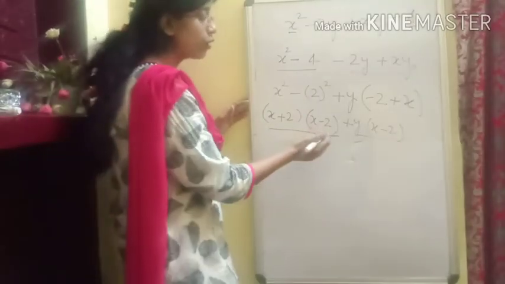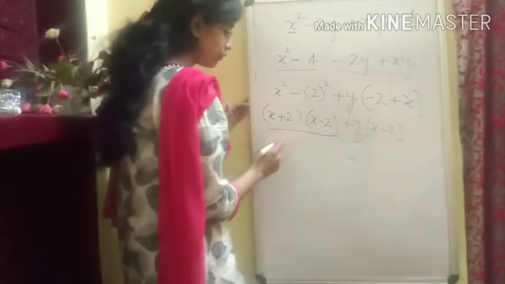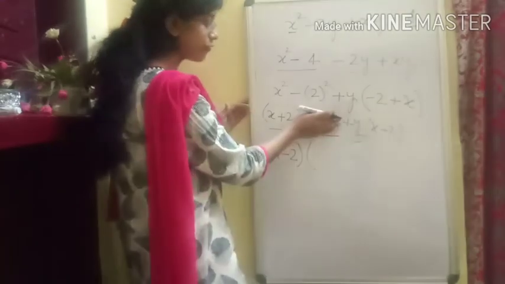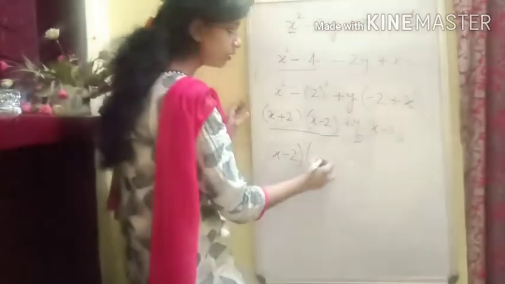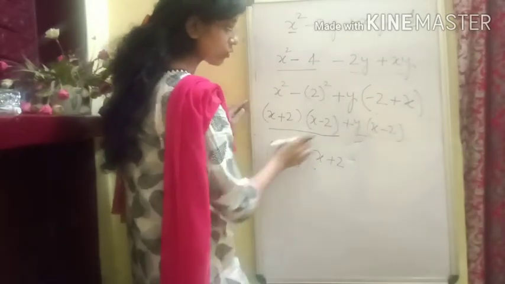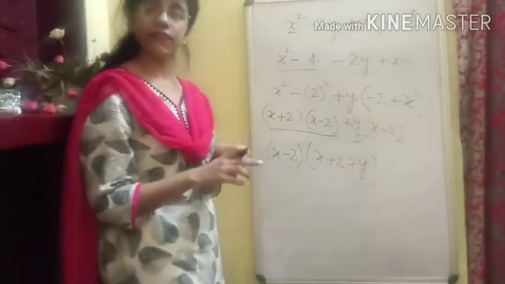Okay, now here we have x minus 2 and here again we have x minus 2. We can take x minus 2 common. So we are left with x minus 2 common. We are left here with x plus 2, and in this part x minus 2 is common. We are left with plus y, and that's how we have factorized it.